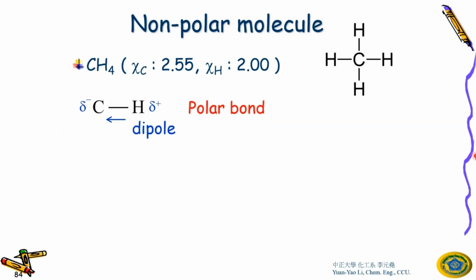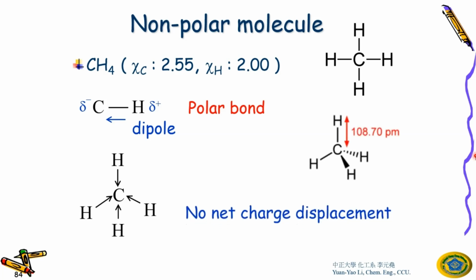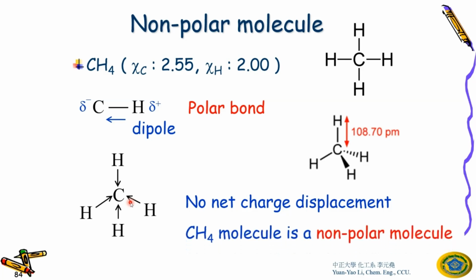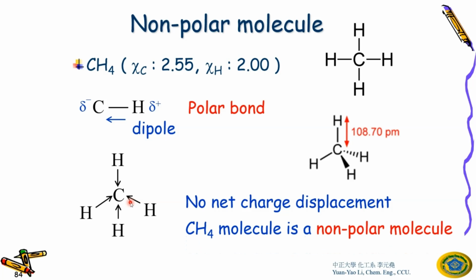This is what we call a polar bond. And then if you put 4 polar bonds together to form methane, this is a non-polar molecule. There is no net charge displacement because all the polar bonds are equally distributed. Okay, so methane is a non-polar molecule.